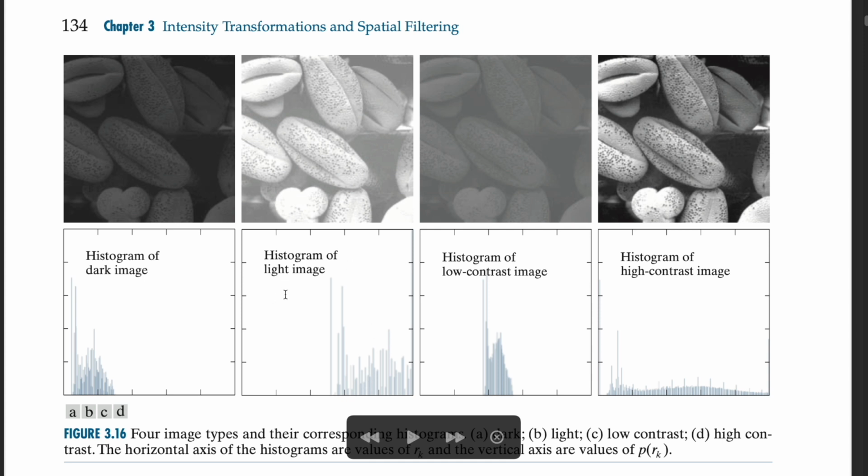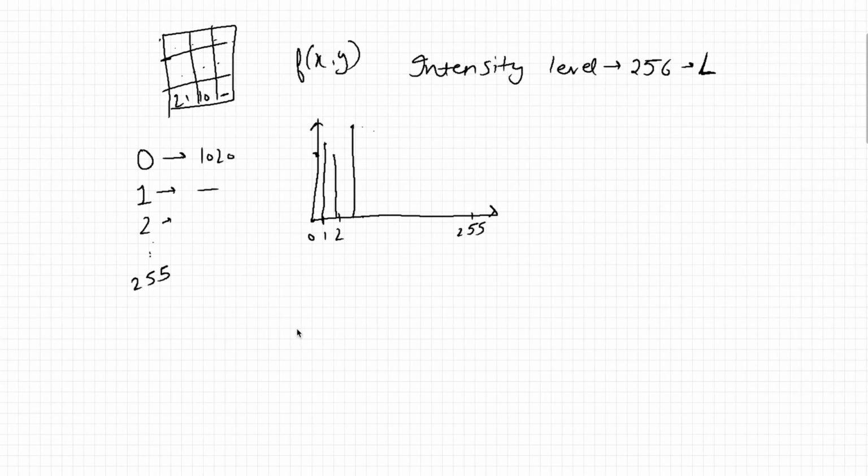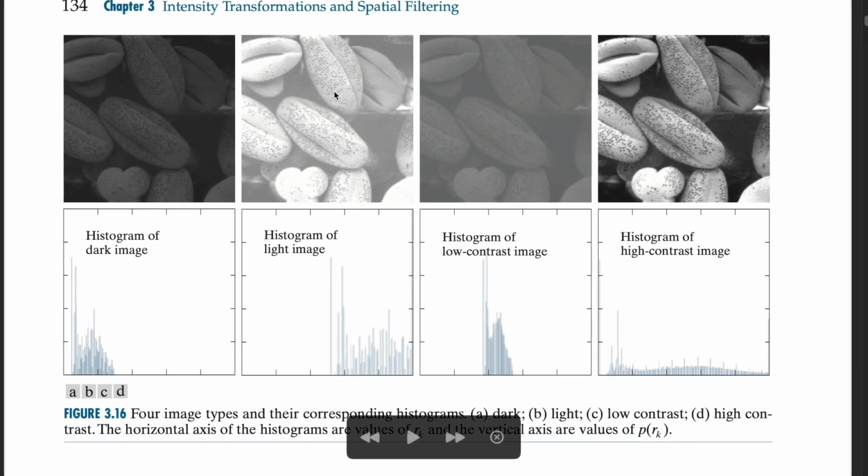Similarly, let's take this one for example. Most of the pixels, or well, all of the pixels are on the right hand side of the graph, all these bars. And what can we infer from it? We can infer that the lower pixel values, 0, 1, 2, had nothing, while the higher values had all the pixels. So the overall image was a light image.